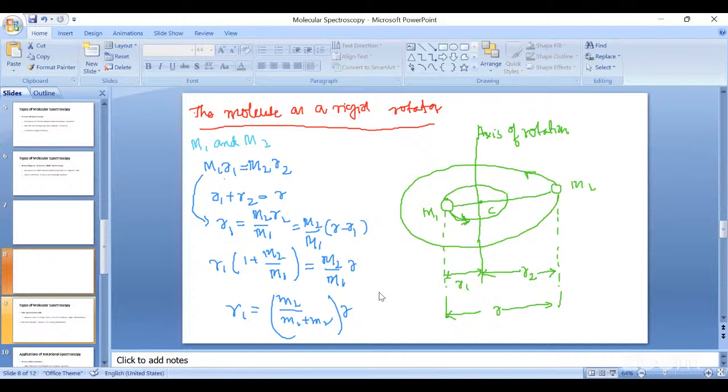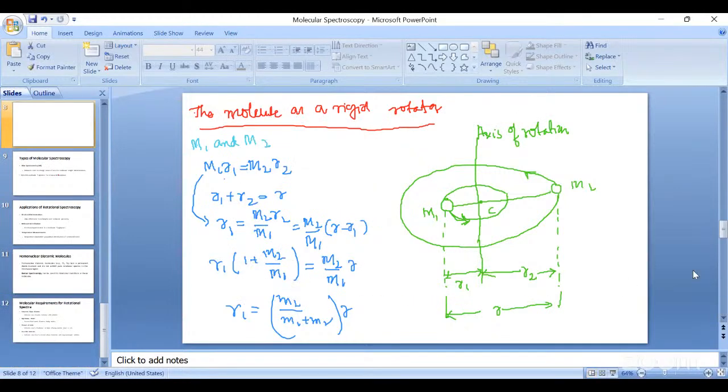Similarly, the value of R2 also we can write. So R2, what we calculate is, we get R2 as M1 by M1 plus M2 into R. So we have got the value of R1 is equal to M2 by M1 plus M2 into R. And similarly, we have got the value of R2, that is the distance from the center to the second atom M2, is M1 by M1 plus M2 into R. Okay. So this is how we get the R1 and R2 values.